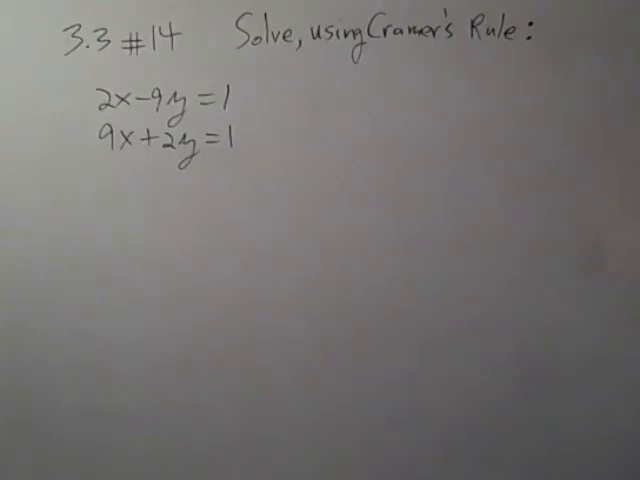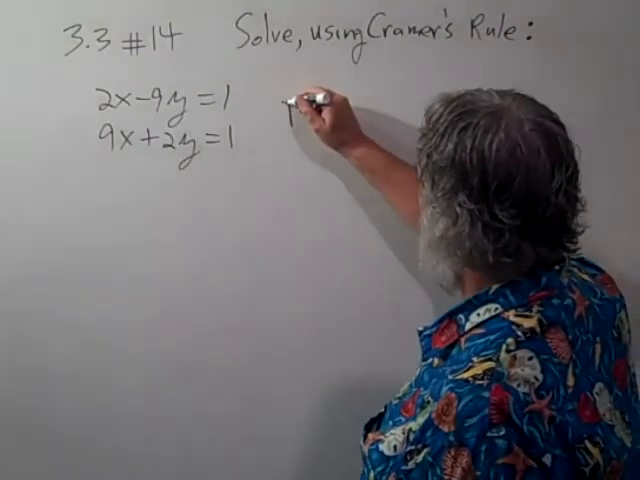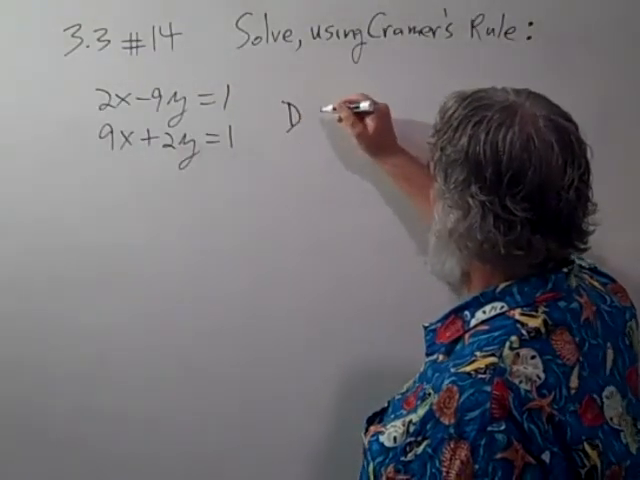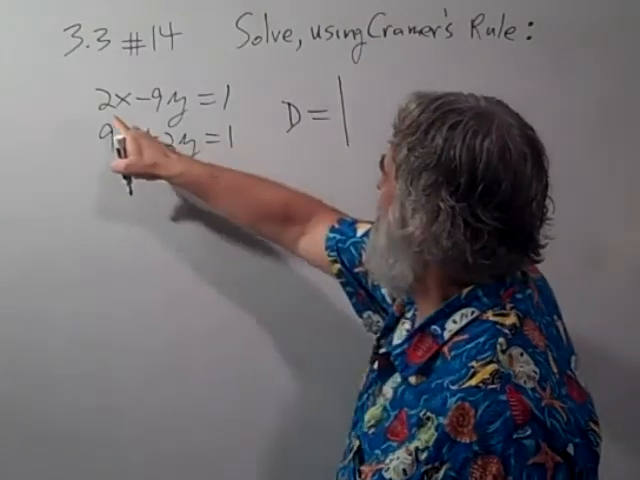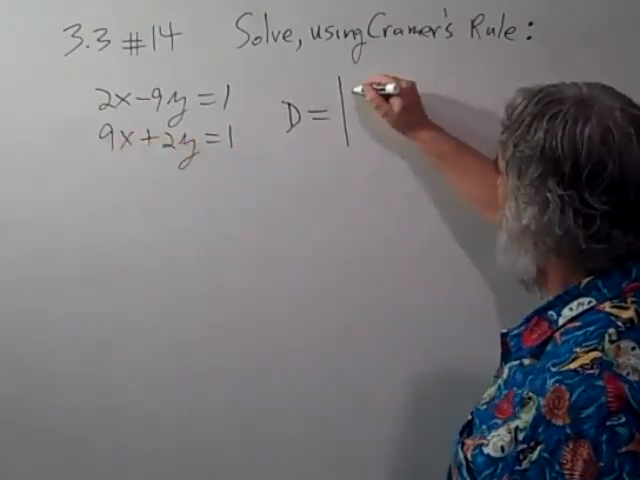Okay, we're supposed to solve this linear system using Cramer's rule. So first we need to do 3 determinants and then we can write down the answer. So first determinant comes from picking the coefficients right out of this equation.